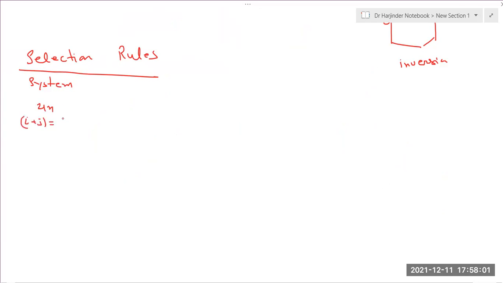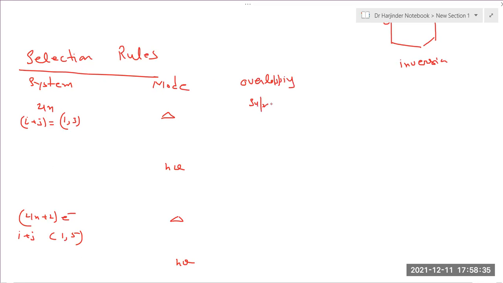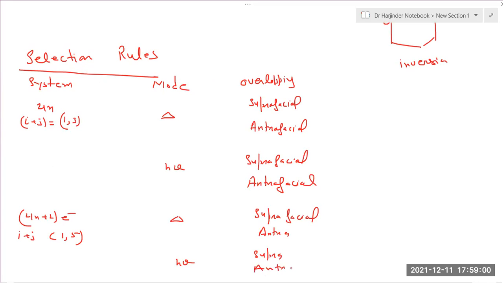So the system equals 4n electrons, for example a 1 plus 2 electron system for sigmatropic rearrangement reactions, and 3 others. The next was mode. You have two kinds of mode: thermal and photochemical. So here also thermal and photochemical. Overlap: suprafacial and antarafacial in both. So here also antarafacial. Then we have a reaction.